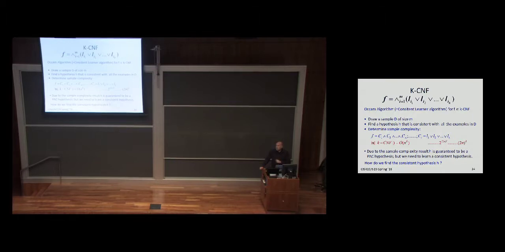Yes? I have a question, actually. Why is it 2n? Could you repeat that? Because I have 2n variables, really. For each variable, I also have the negation of the variable. And in principle, I can put in a disjunction both variables and their negations.